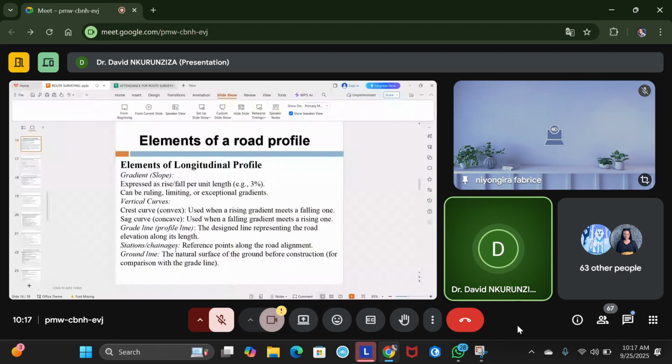So there are slopes, gradients, curves, and grades, and I think this one we also discussed previously somewhere.